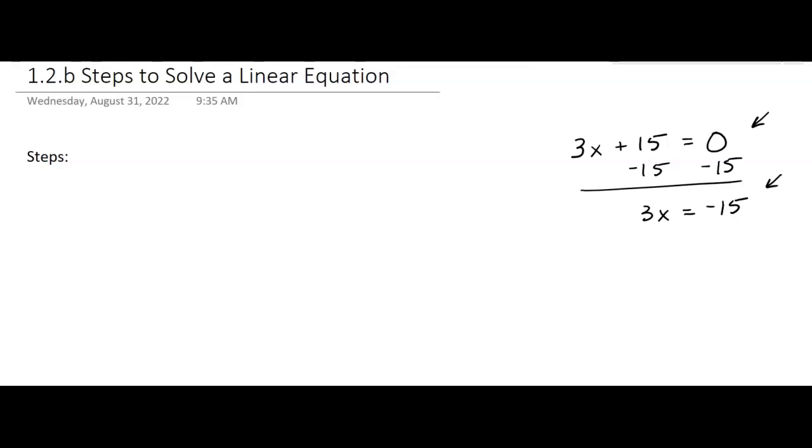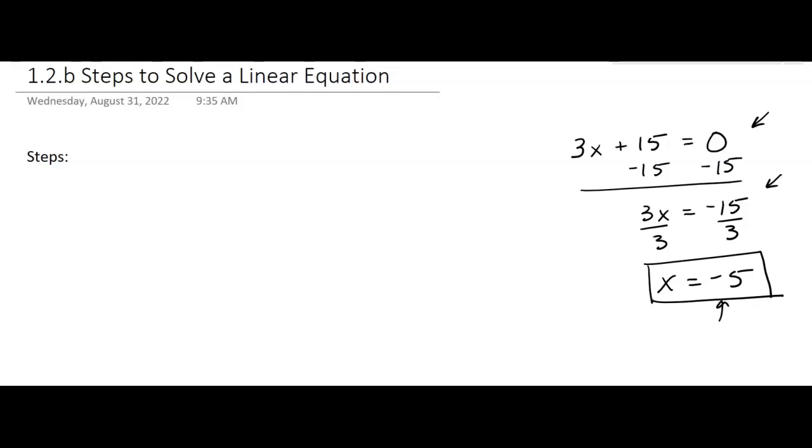We're also allowed to multiply or divide by any number as long as it's not 0 on both sides. So I'm going to divide both sides by 3. You've probably seen work like this in the past, but maybe it's been a while. And we get x equals negative 5. We say x equals negative 5, that negative 5 is a solution or a root to the equation.